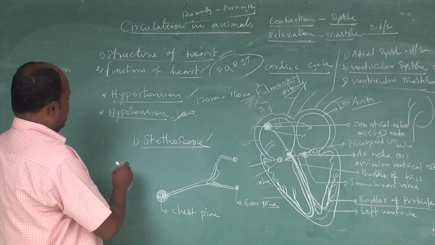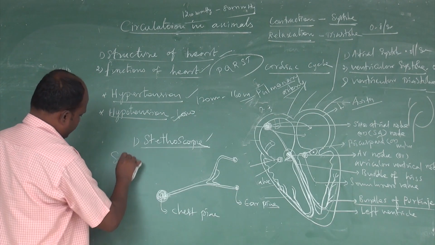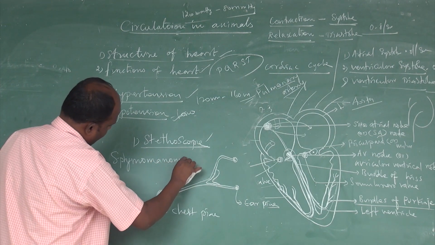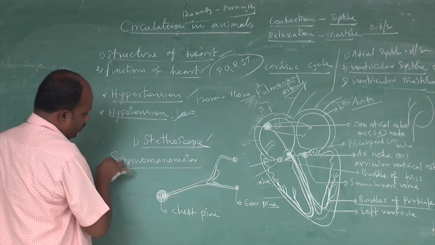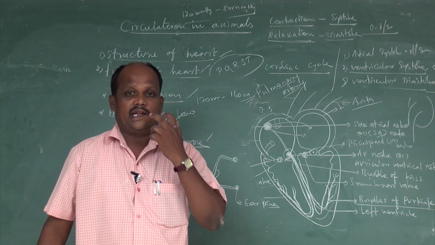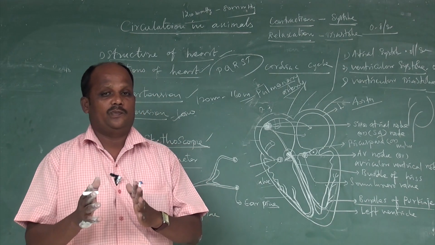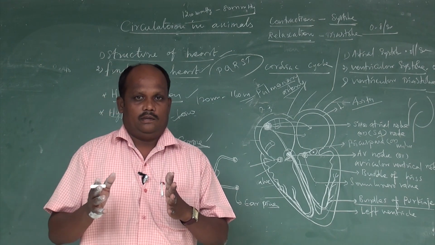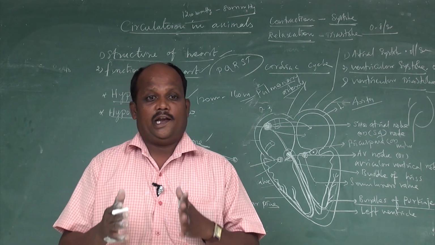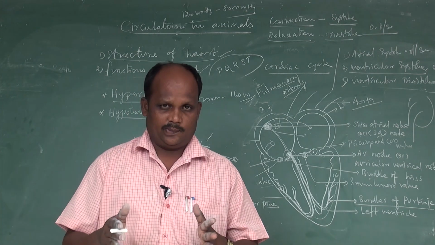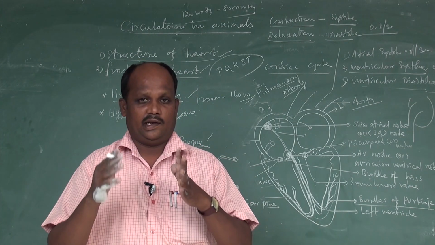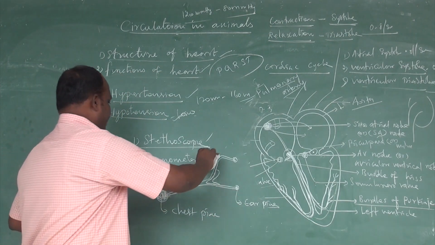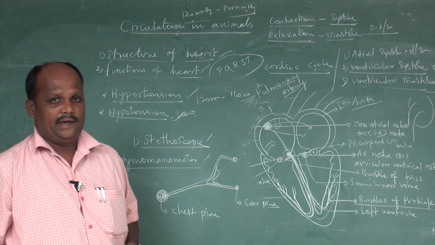The second one is the sphygmomanometer. The sphygmomanometer is also a medical laboratory instrument. It is used to measure blood pressure, because we have already found two types of pressure: systolic pressure and diastolic pressure. These two types of pressure can easily be diagnosed through the sphygmomanometer. We will discuss it in the next class.